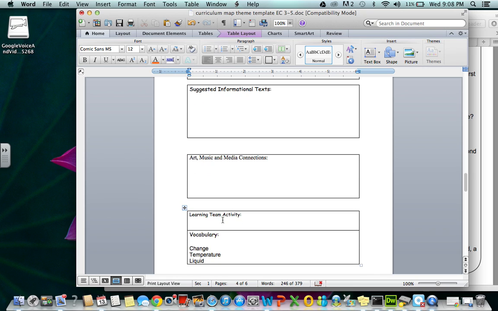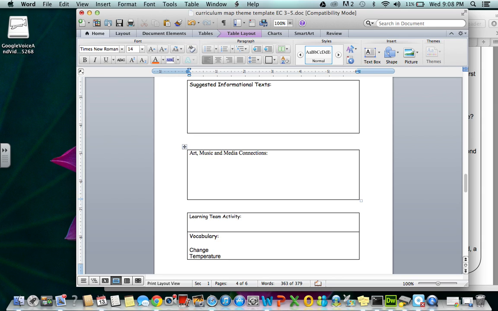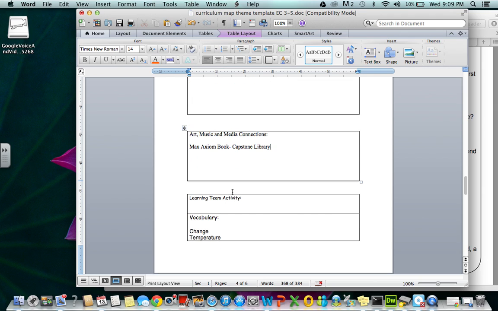You might also have some art, music, and media connections. For example, one of the books that I know is above is the Max Axiom book, and this is on our Capstone library, which is an online resource where students can listen to texts online. So I would put that there. If you found any songs that went along with what you were doing, that would be great to use also.